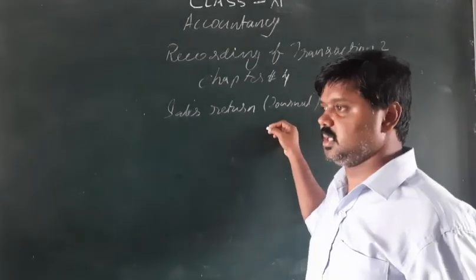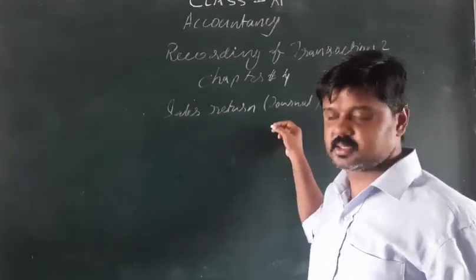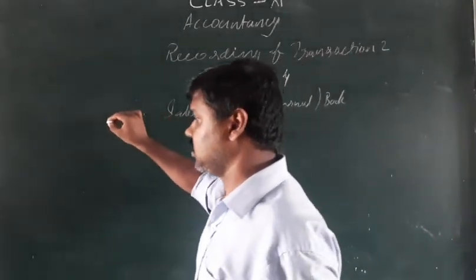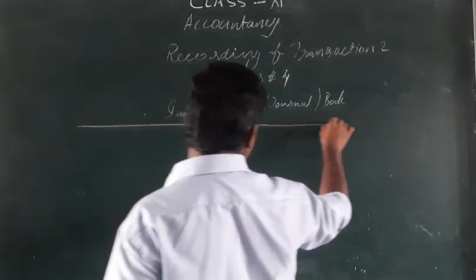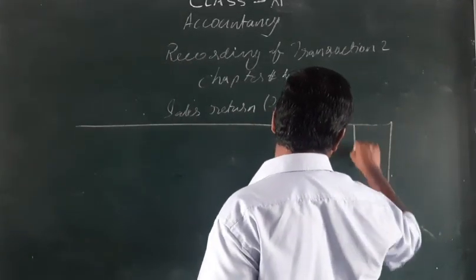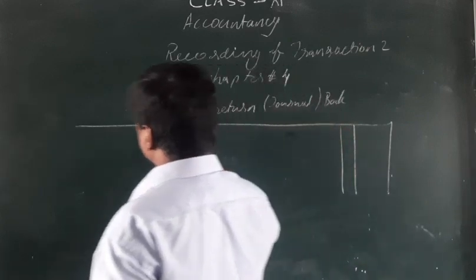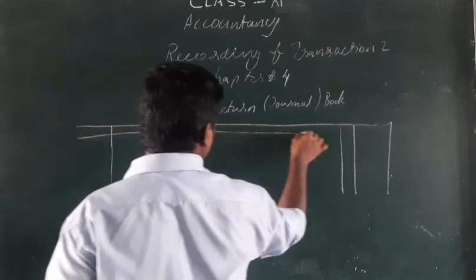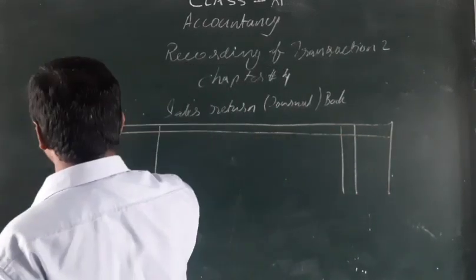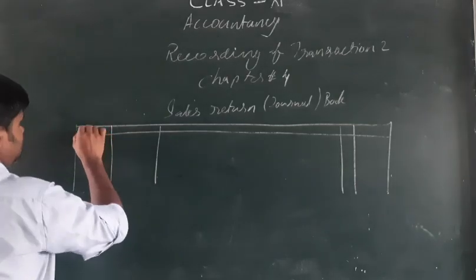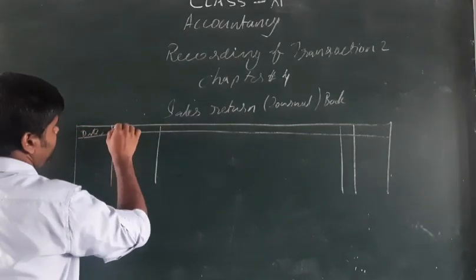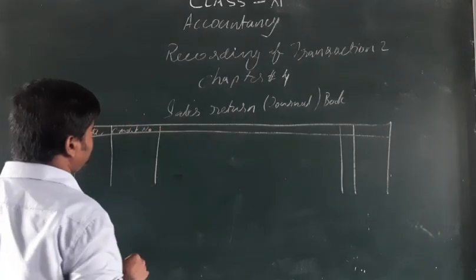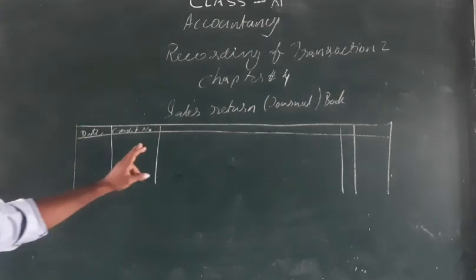The format is almost the same. We also saw the purchase return journal book. This is also almost like that, but there are some changes in the heading. The format is almost the same. Here the main change is that this column is the date column and the credit note. You already learned how to prepare the credit note, and in this column we write the credit note.